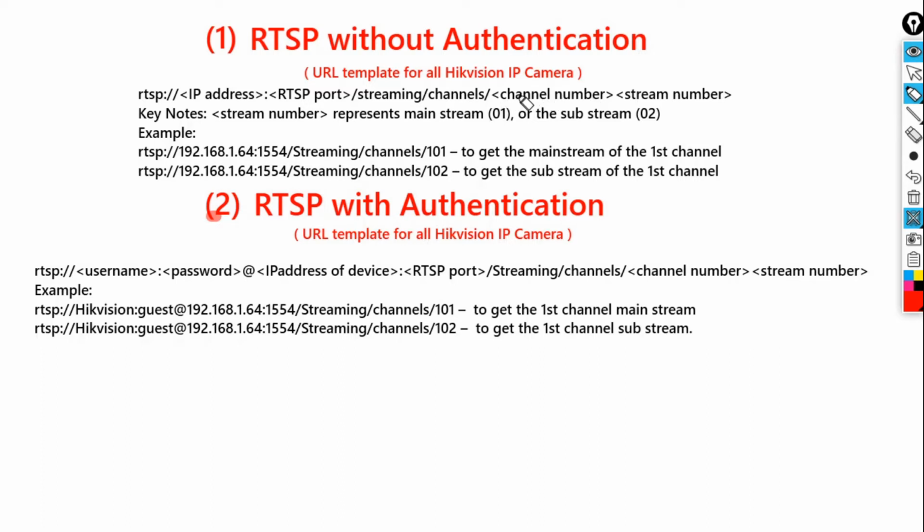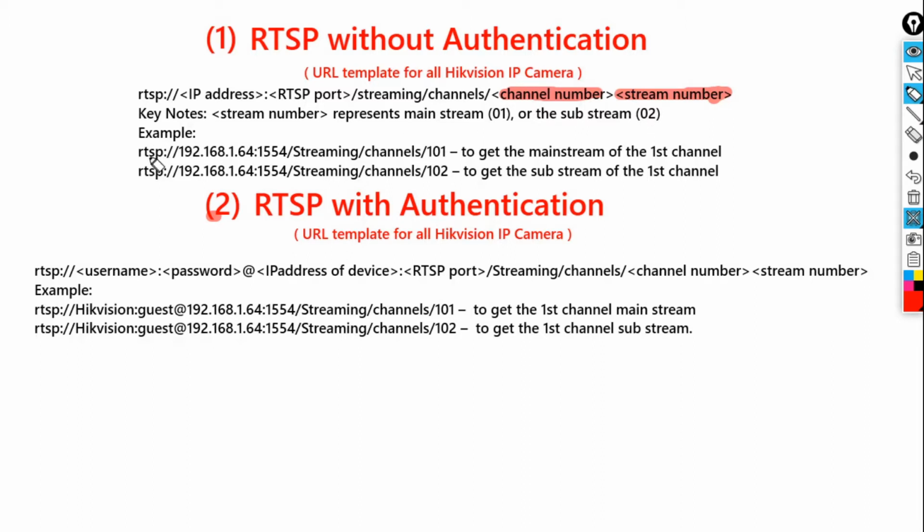Then /streaming/channels/channel number. This is important. The channel number is nothing but your camera number. After that comes the stream number, which is nothing but your main stream or sub stream. There are two kinds of streams, the main stream or the sub stream. The main stream is 01, the sub stream is 02. This is the code for Hikvision's IP camera.